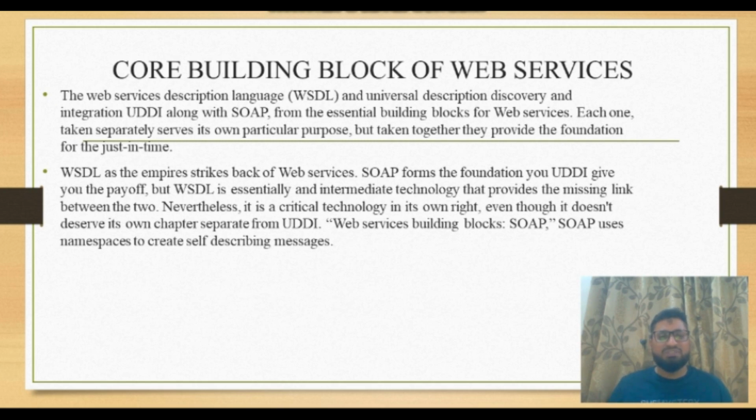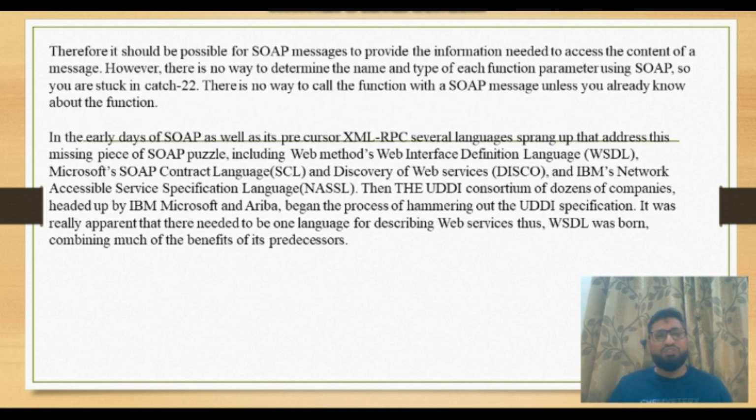SOAP uses namespaces to create self-describing messages. Therefore, it should be possible for a SOAP message to provide the information needed to access the content of a message. However, there is no way to determine the name and type of each function parameter using SOAP. So you are stuck in a catch 22. There is no way to call the function with a SOAP message unless you already know about the function.